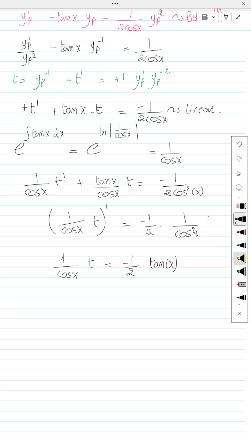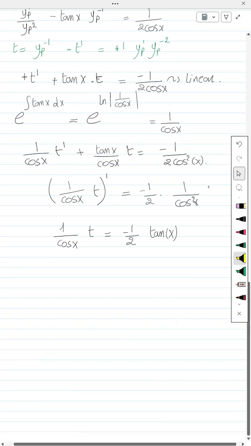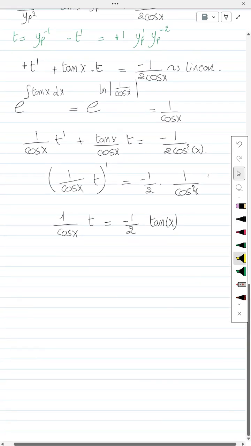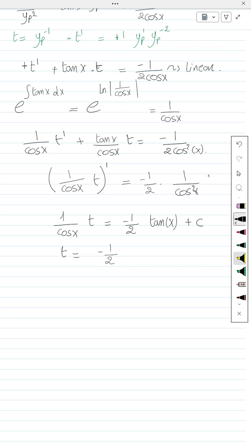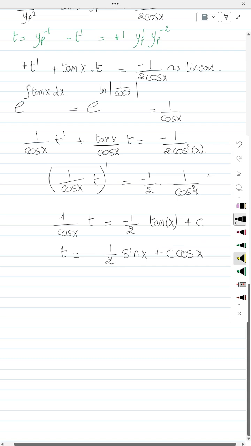We're going to see this in the next chapter, which is integration. We're going to see some methods of how to integrate this kind of function. And we're going to add plus c. So by multiplying by cosine x, we're going to obtain t equal to minus 1 over 2, and tangent times cosine is going to be sine x, so it's going to be sine x plus c cosine x.